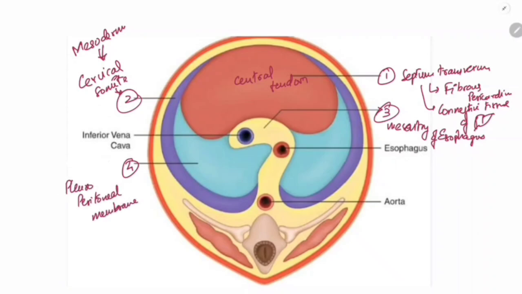So மொத்தம் 4 origin இருக்கு. First one என்ன? It is septum transversum, which gives rise to central tendon. Second, cervical somites, which gives rise to lateral part of diaphragm. Mesentery of esophagus, which gives rise to right and left crest. And fourth one it is pleuroperitoneal membrane, which gives rise to rest of the diaphragm.